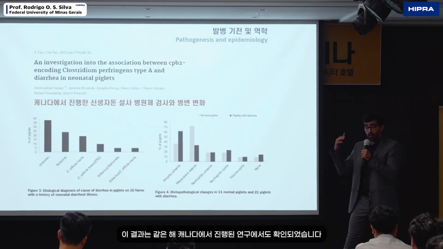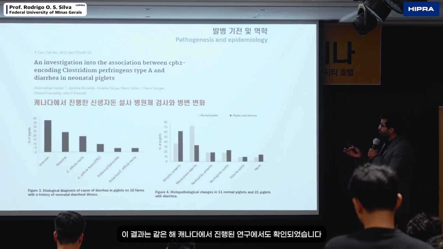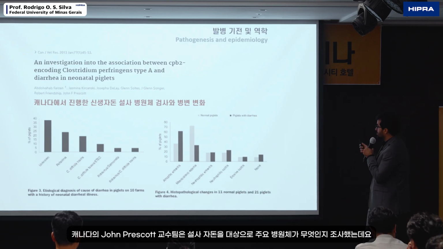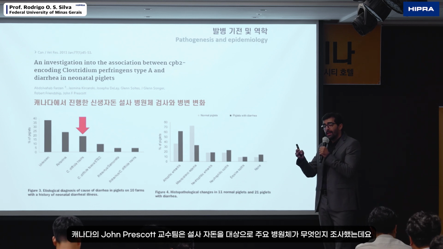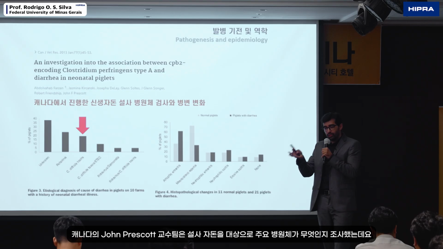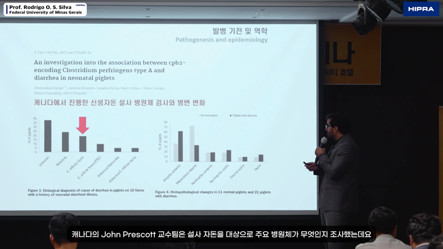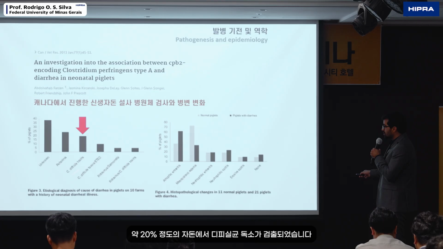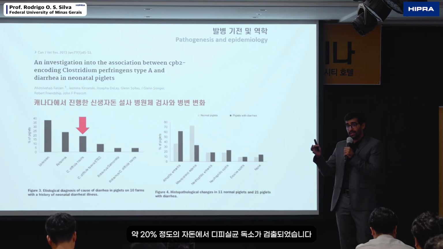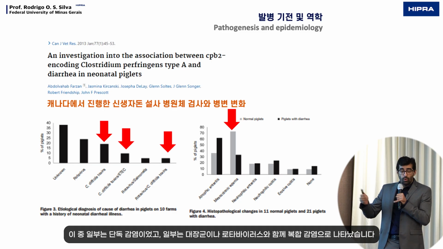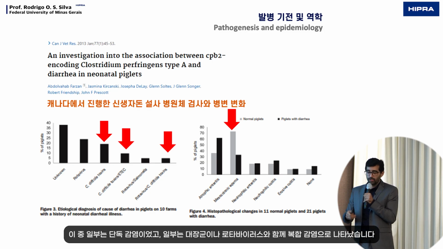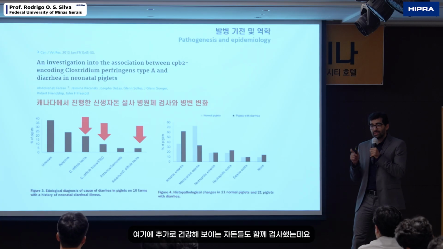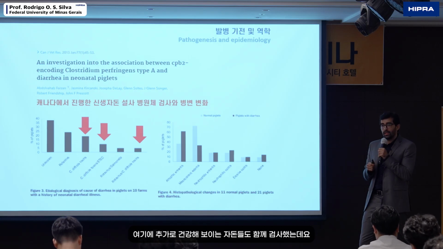These results were further confirmed by a study in Canada also, in the same year. So John Prescott's group from Canada were also testing piglets with diarrhea, trying to understand which pathogens were more or less important in Canada. And they showed that Clostridium difficile toxins were present in almost 20% of the piglets. Sometimes alone, only Clostridium difficile infection, but sometimes combined in co-infection with other enteropathogens, including enterotoxigenic E. coli or rotavirus. And they also tested some apparently healthy piglets.